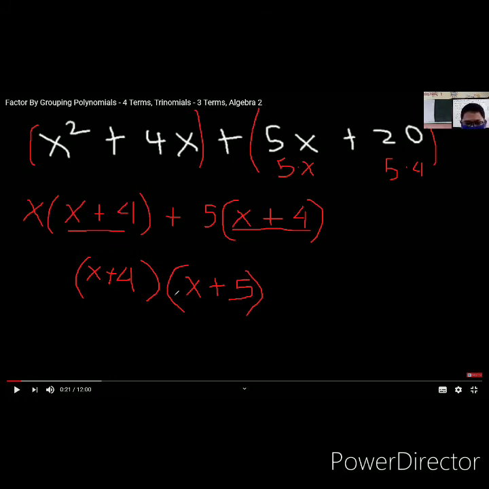To check that one, just simply apply the FOIL method to multiply these two binomials, and if you reach this original polynomial, I would say your factors are correct.